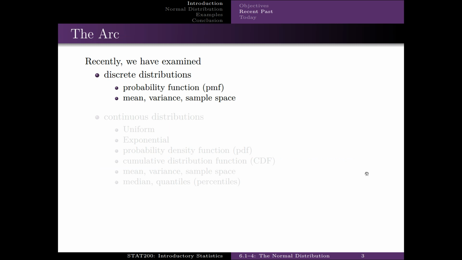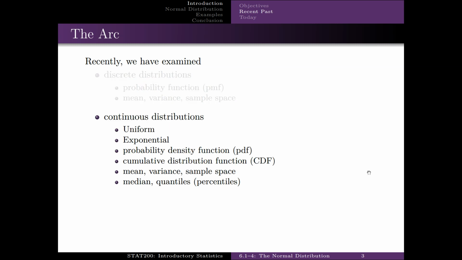So here's the arc that we've been working on. In Chapter 5, we looked at discrete distributions, which included probability mass functions, PMF, calculated means, variances, and sample spaces for those discrete distributions. The discrete distributions we looked at were the Bernoulli, the binomial, the Poisson, and the hypergeometric. We also looked at generic discrete distributions in the first section of Chapter 5.